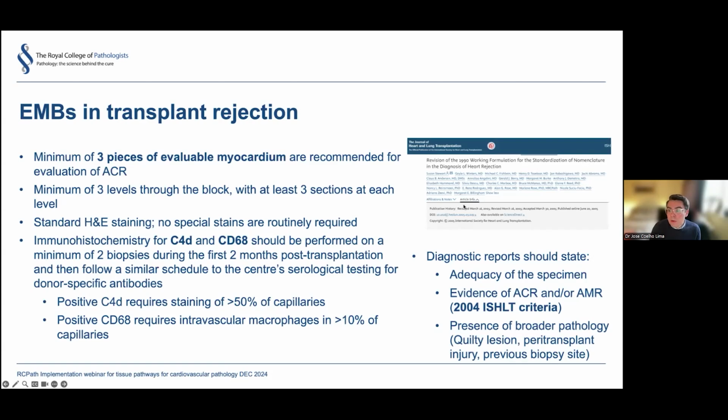The diagnostic report for these specimens should state the adequacy of the specimen. It should grade the presence of ACR and or AMR according to the 2004 issued criteria, which is summarized in this paper here, and the presence of broader pathology. So is there any evidence of Quilty lesion or peritransplant injury or previous biopsy site? For example, for Quilty lesion confirmation, one might consider performing immunohistochemistry to identify subsets of B lymphocytes and so on.